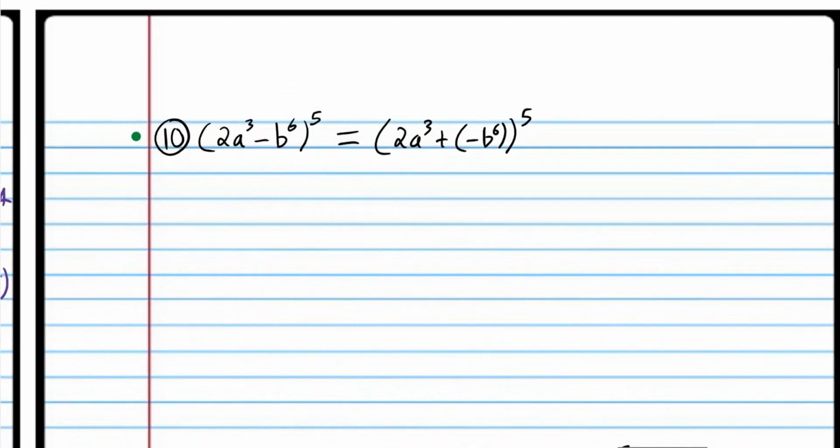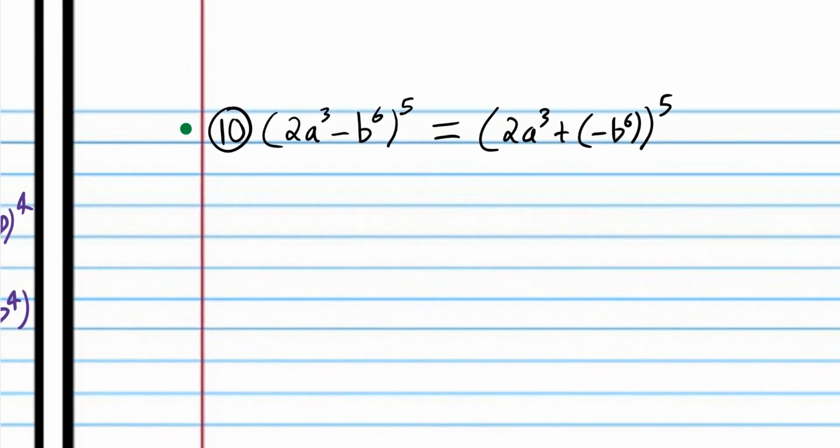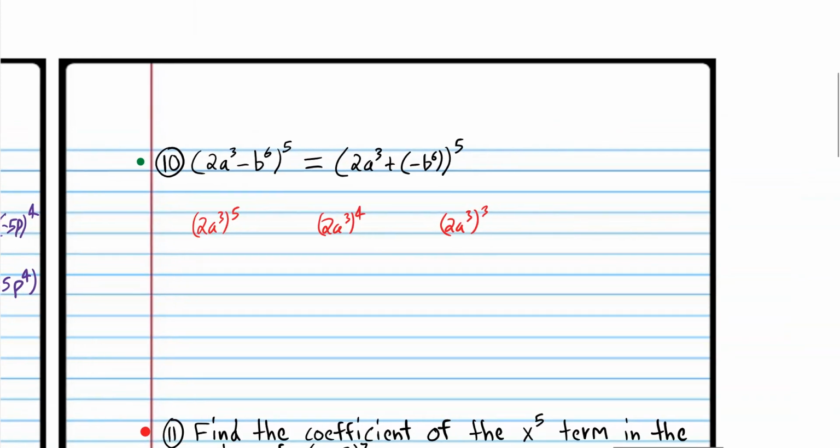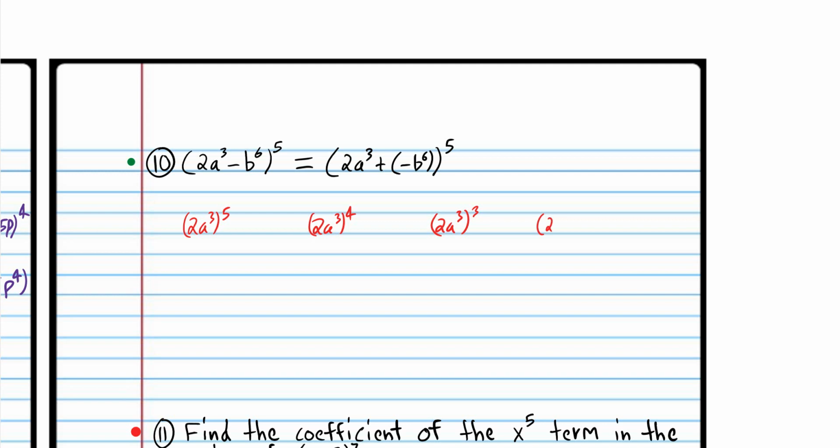Okay, we're back. So we're going to start with 2a cubed. That's going to be raised to the 5th power. Why? Because we have 5th power. And then 2a cubed raised to the 4th. And then 2a cubed raised to the 3rd. I know this is tedious, but you have to do it. 2a cubed raised to the 2nd. And then 2a cubed raised to the 1st power.